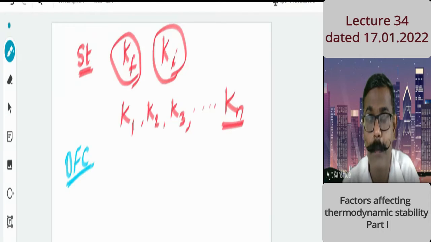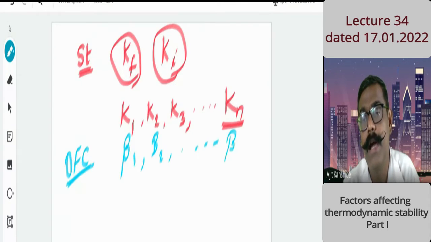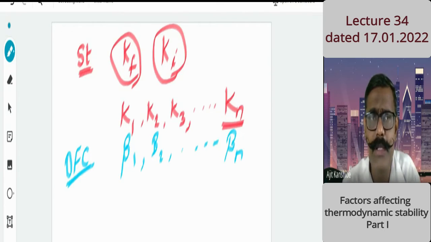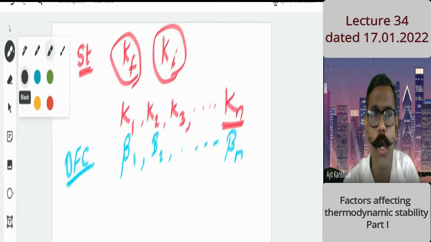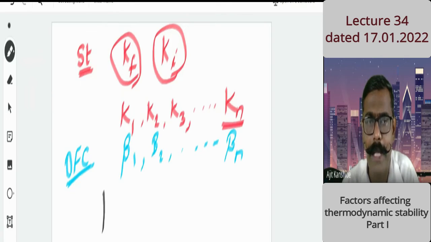Brilliant. Overall formation constant is represented by the terms beta 1, beta 2, and so on up to beta n. Later on, I discuss one relationship between overall formation constant and stepwise formation constant. Now I want help from you.